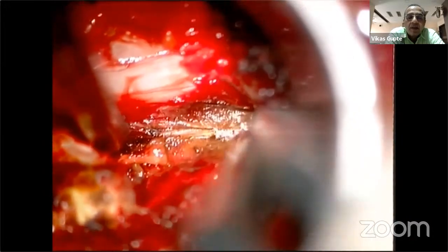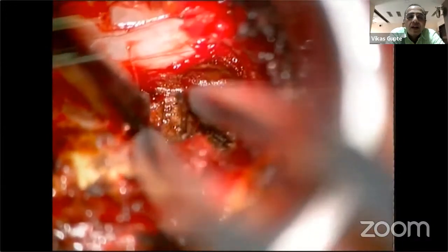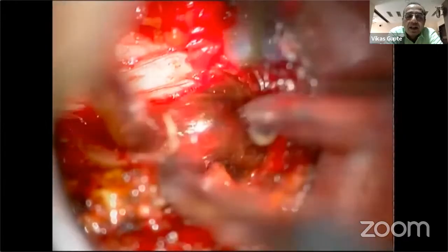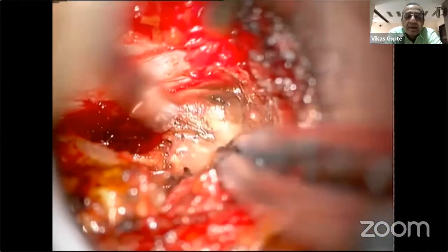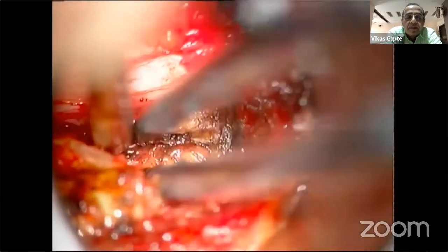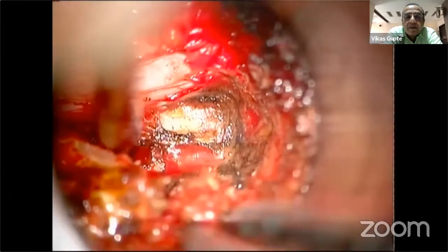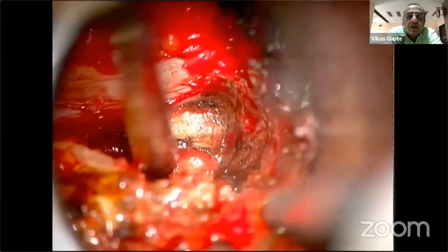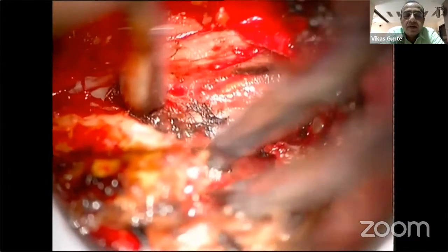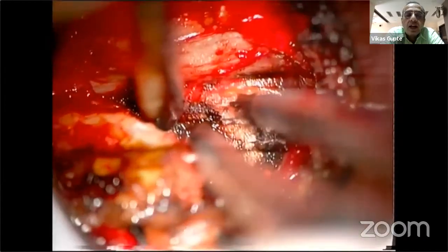Remove ligamentum flavum, achieve hemostasis. That's the dural tube you can see, dura and root you can see. And on the side where I'm coagulating is the disc base, disc. So you need not touch dural area. You retract it very gently. No handling of the dura.